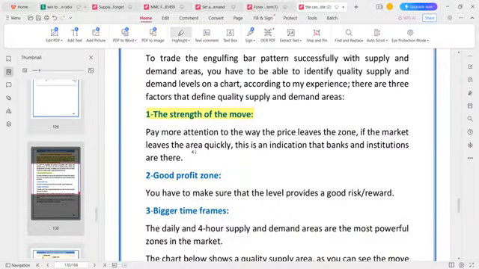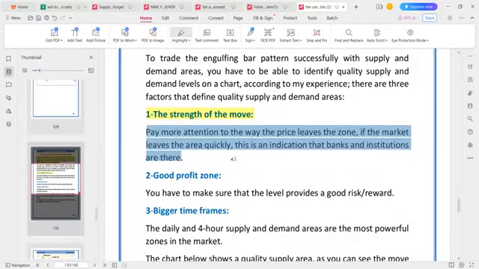If the market leaves an area quickly, this is an indication that banks and institutions are there. Take notes. Second is the good profit zone.